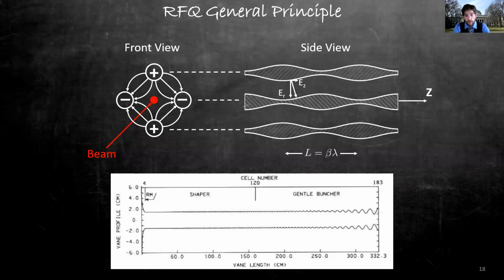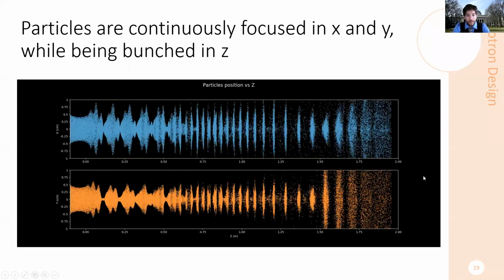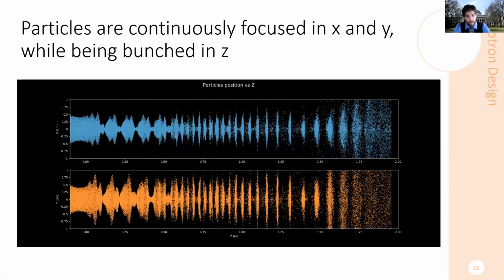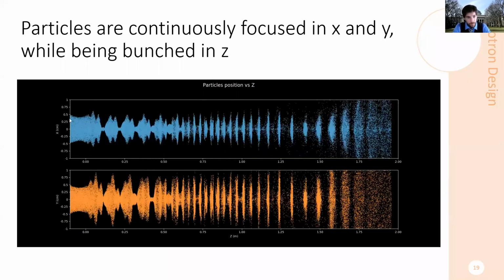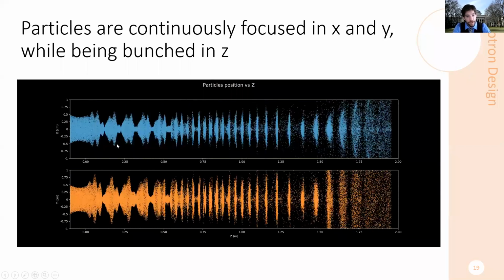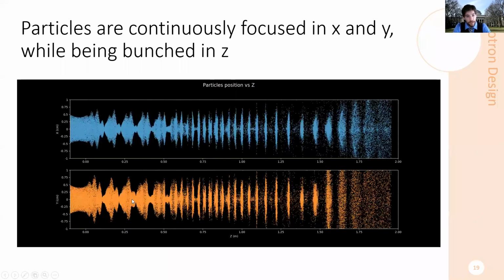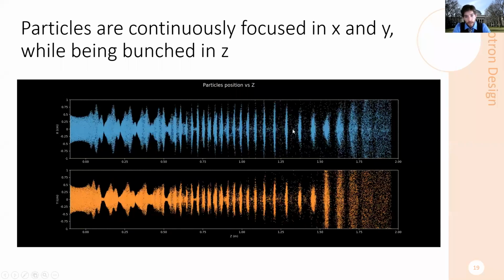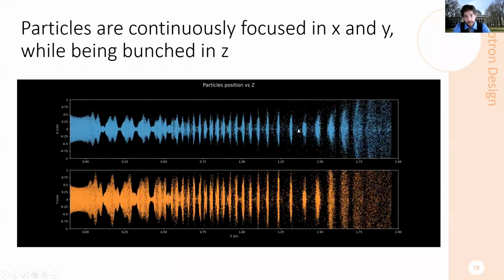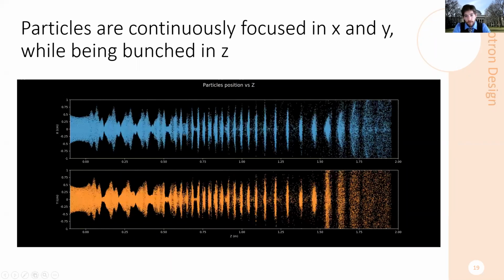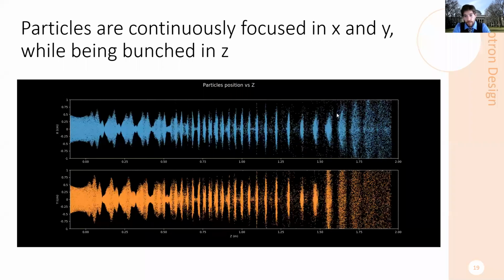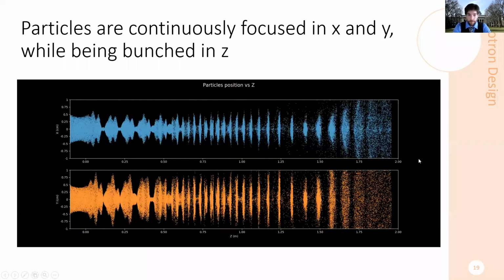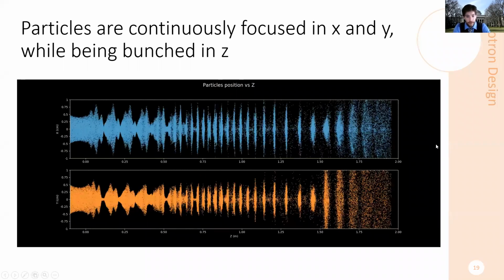Here's a nice little animation of a not very well matched beam, I have to say. You can see how the beam is oscillating in X and Y alternatingly, and then also how the beam is bunched. And then here at about 1.3 meters, we have reached the end of the RFQ. And right after, you can see how immediately the beam starts diverging both transversely and longitudinally. So this is just for demonstration.